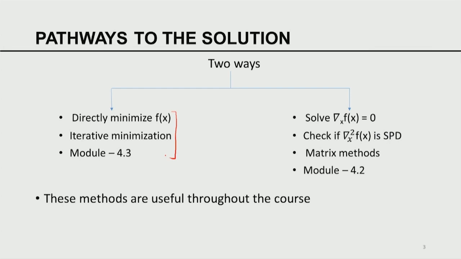An alternate way would be, we want to be able to minimize f of x. We compute the gradient of f of x. We compute the Hessian of f of x. We solve the equation gradient of f of x is equal to 0 and verify at the solution the Hessian is symmetric and positive definite. That leads to solving linear systems of equations. These linear systems of equation solution process leads to a variety of matrix methods, and these are covered in module 4.2. So in this module 4.1, we provide a global view of what we have done and where we need to go and the two pathways to achieving the goal.